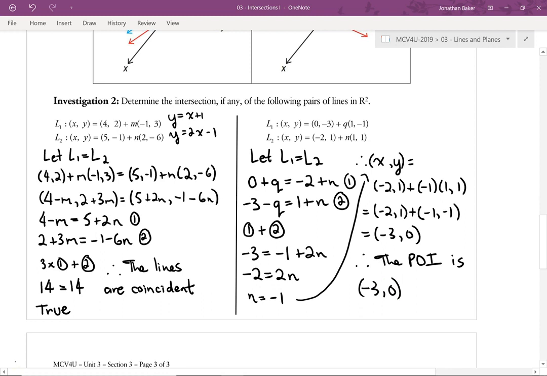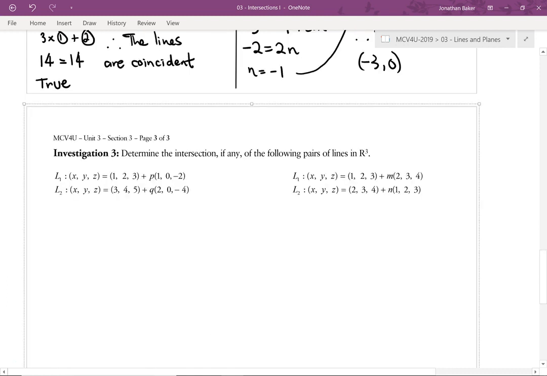Now, in 3-space, we're going to follow the same process by equating the lines, equating all their components, and then solving the resulting system of equations to see if there is a parameter on one of the lines that we can use to get a point. So let's go ahead and do that.